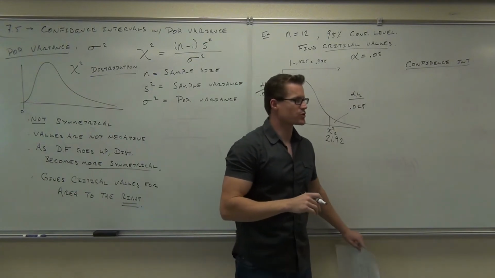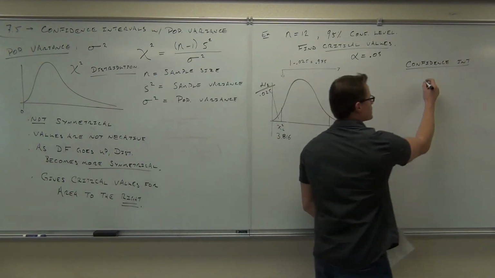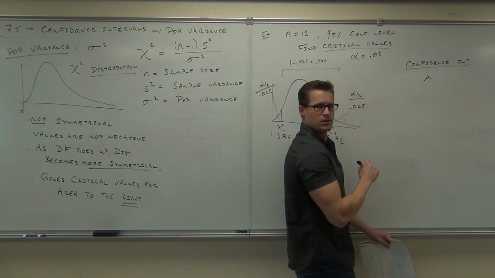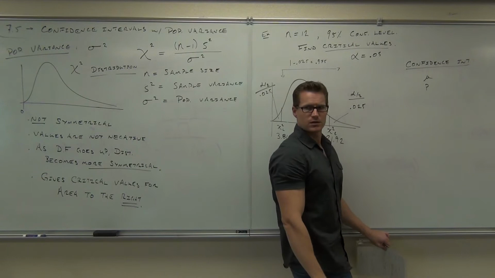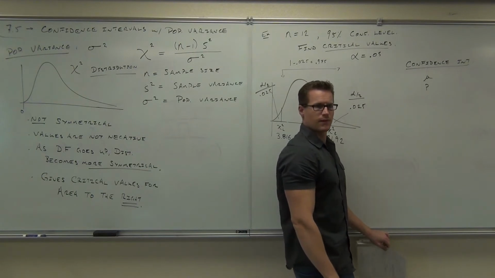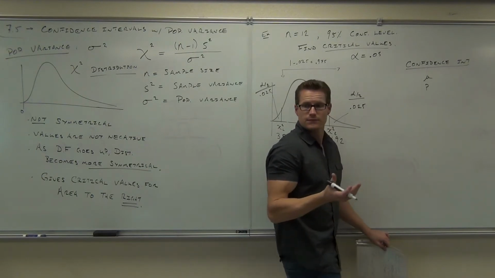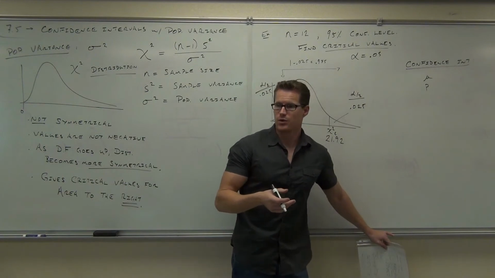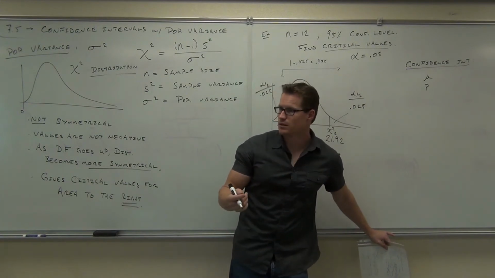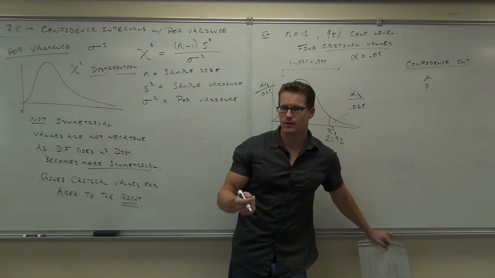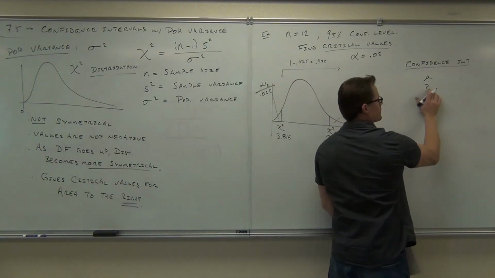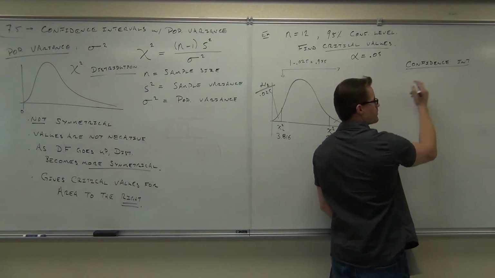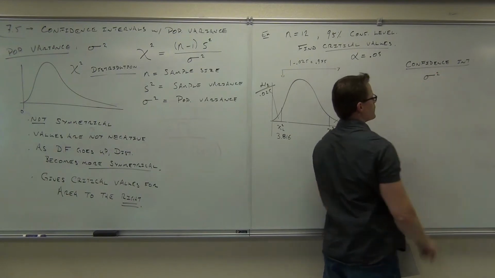What is our symbol that we're trying to estimate? Are we trying to estimate a mu? Are we trying to estimate a p? What are we trying to estimate? Are we trying to estimate a mean? Population variance. What's the symbol for population variance? That's what we're trying to estimate. We're not a p, we're not a proportion, we're not a mean, we're talking about variance now.